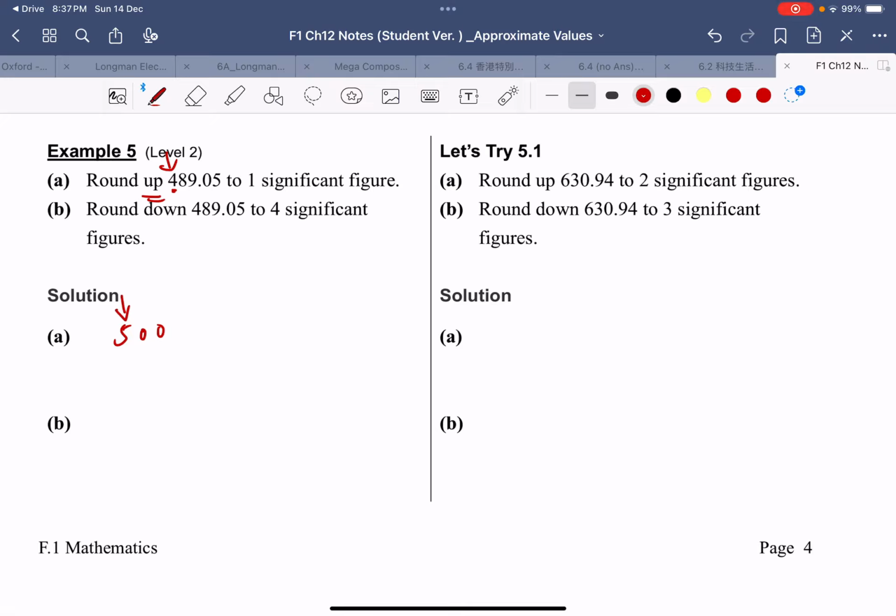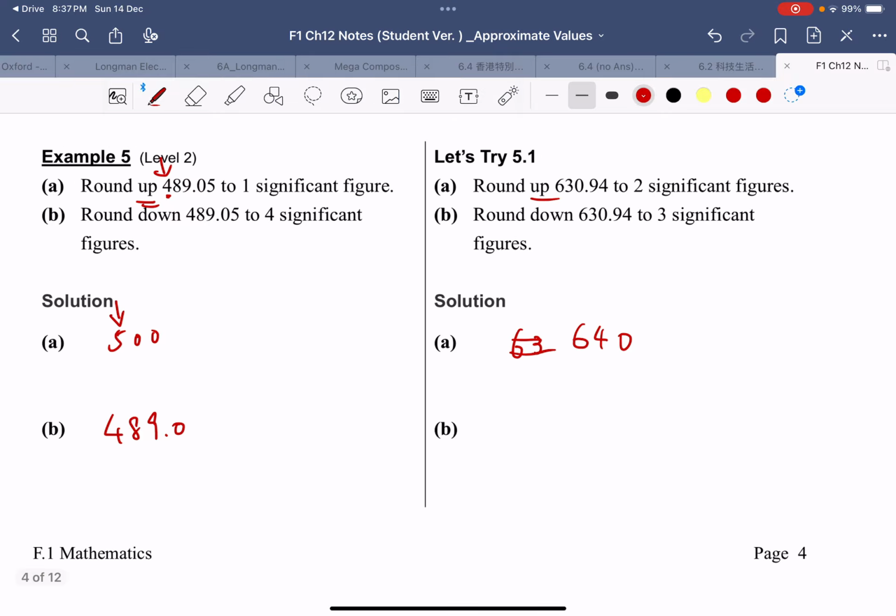And then round down to 4 significant figures. Okay, round down. Always leave the number behind the 4 significant figures. And then round up these to 2. Okay, sorry. You need to have 4, 0. Round down to 3 significant figures. Okay, 6.